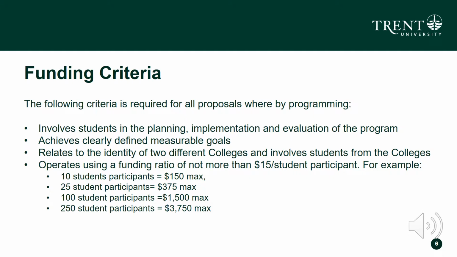And finally, your event must operate using a funding ratio of not more than $15 per student. For example, if you plan to have 10 students participants, you can only be granted a maximum of $150 in funding. Apart from exceptional circumstances, groups that fail to deliver programming as proposed will receive less favorable consideration on future funding requests. Funds may not be reallocated for a purpose outside of the scope of proposal without approval from the funding committee.